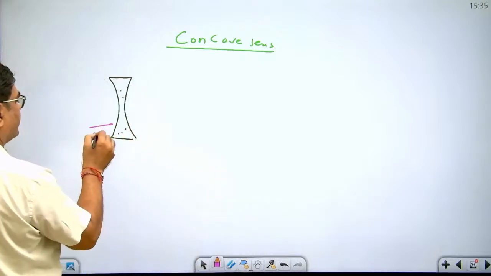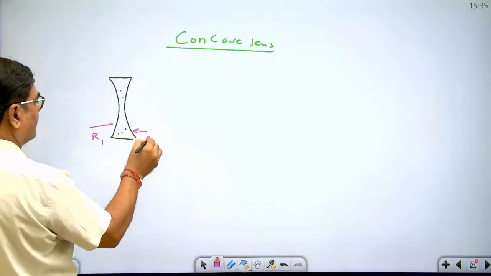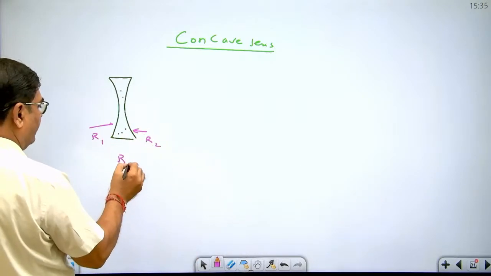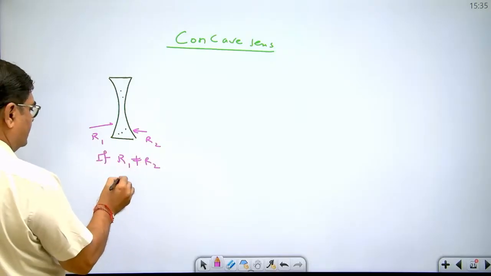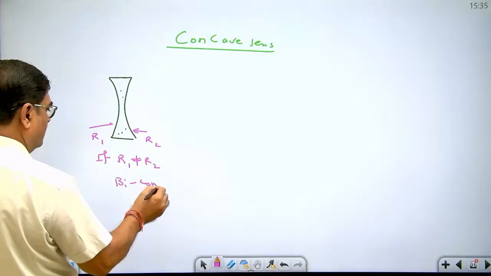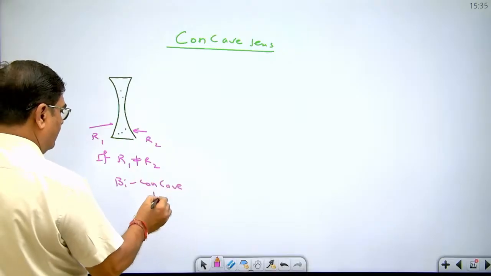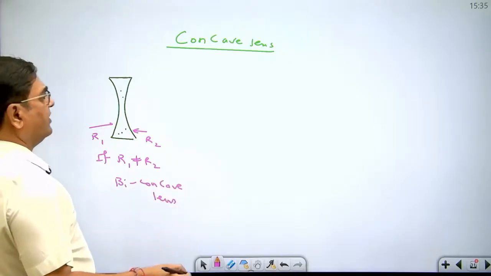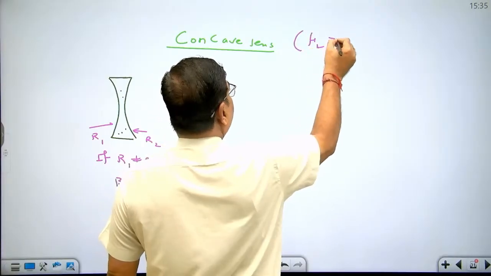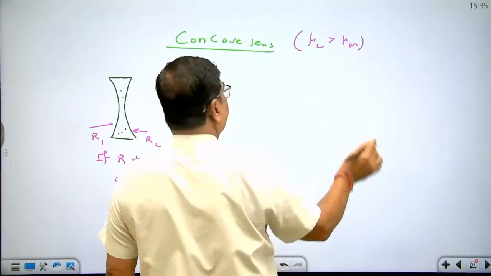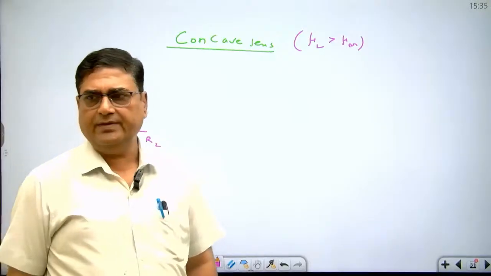The radius of curvature of the first surface is R1 and of the second surface is R2. If R1 is not equal to R2, then this is called a biconcave lens. And we assumed here that the refractive index of lens material is more than the refractive index of surrounding medium, otherwise the condition will change.